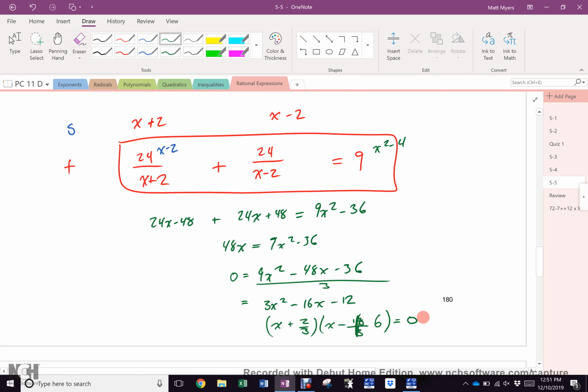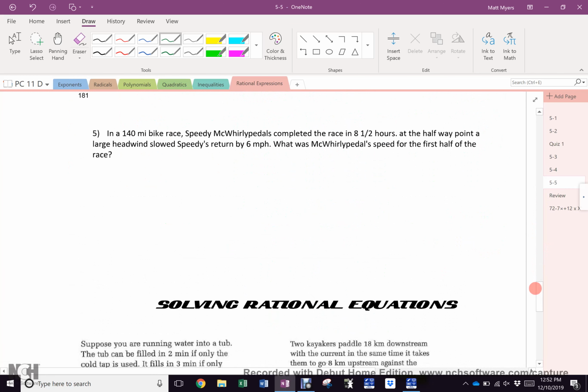Equals 0. What are my options? What does x equal? Negative 2/3 or 6. Are both of those answers possible? You don't need to find out. Can he have a negative speed of paddling? No, because even if he doesn't paddle, can he have a negative speed? No, so what's the answer? You can have a negative velocity. You cannot have a negative speed. I'm not wrong. All right.